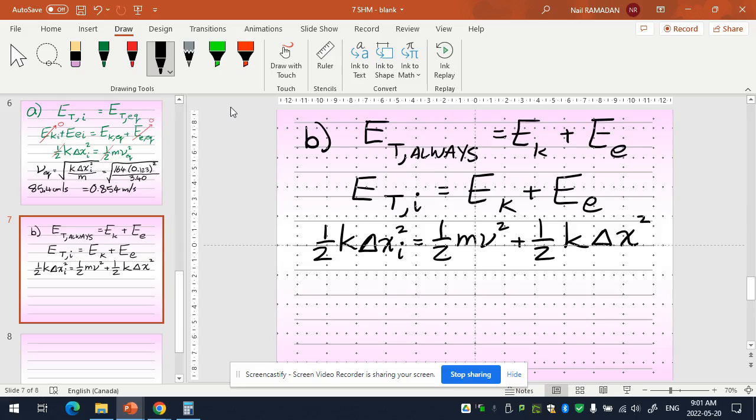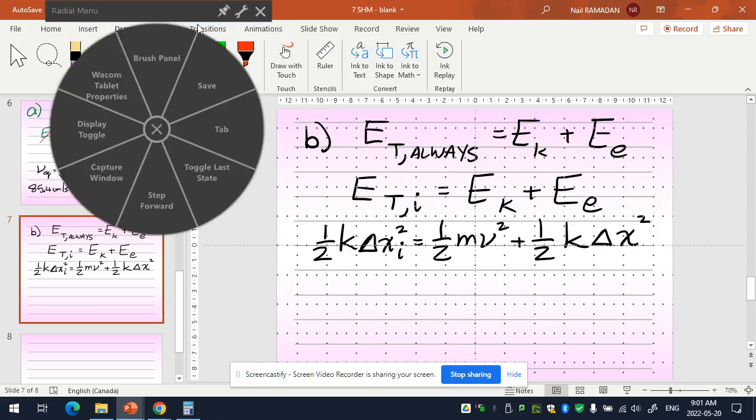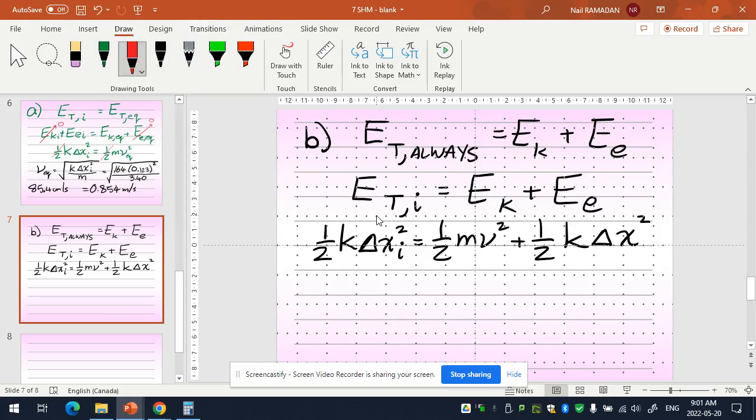What can I cancel from all three? Half. Half, half, half. All right. Let's plug in numbers. K is, I'll do it in green, 164 times 0.123 squared equals 3.4.